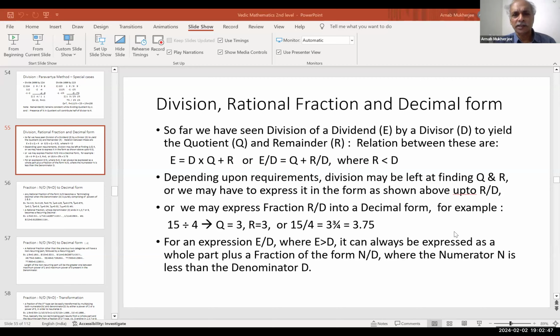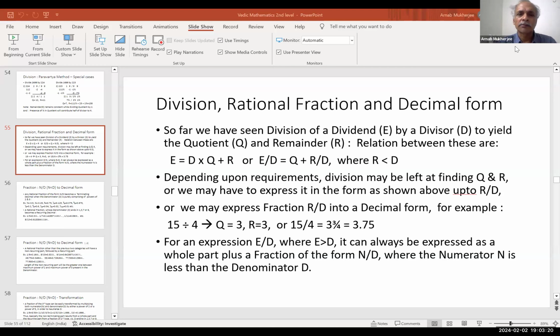Now that yesterday we just started, I repeat that part. So far, we have seen that whatever our goal of division was, when we divide a dividend by a divisor, we end up getting a quotient and a remainder. Therefore the relation between these four quantities is: E is equal to D into Q plus R, where E is the dividend, and D, Q and R are the divisor, quotient, and remainder respectively.